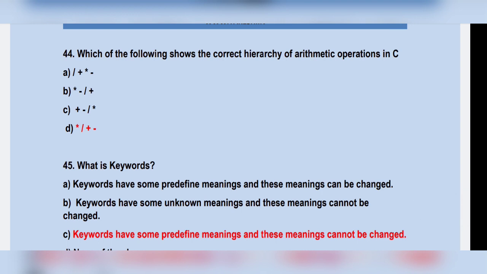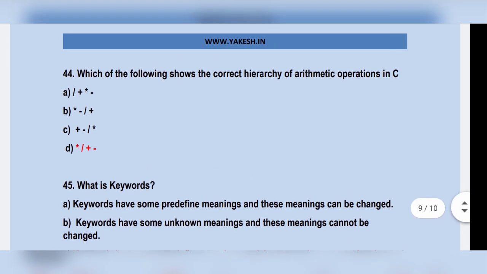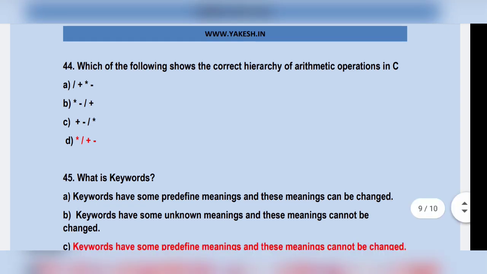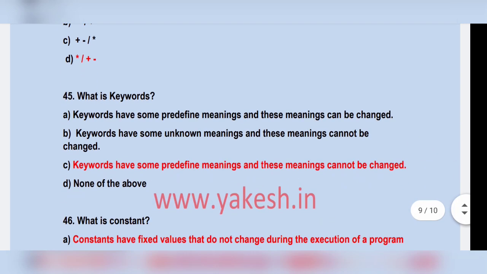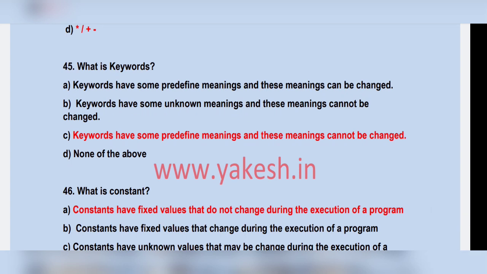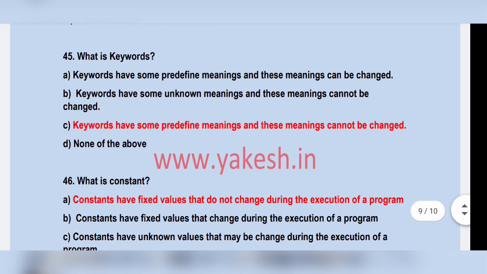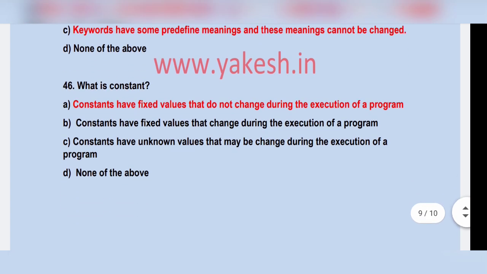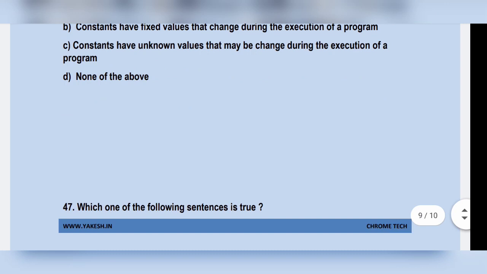Which of the following shows the correct hierarchy of arithmetic operations in C? Option D, multiplication, division, addition, subtraction. What are keywords? Keywords have predefined meanings and this meaning cannot be changed. Option C. What is a constant? Constants have fixed values that do not change during the execution of a program. Option A is the correct answer.